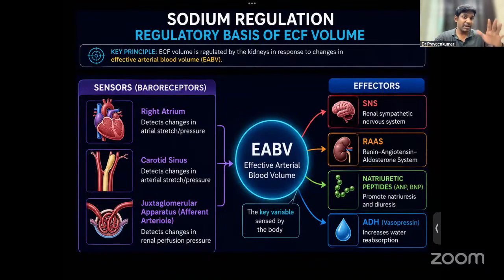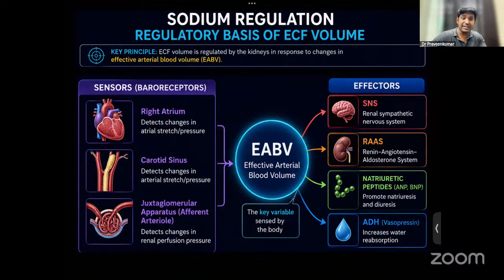Remember, by saying low sodium or high sodium, I don't mean the serum sodium levels. I'm talking about the total body sodium level, the amount of sodium in the entire body. When the total body sodium increases, the BP will increase. When the total body sodium goes down, the BP goes down. Whenever there is a change in BP, it is sensed by baroreceptors like the right atrium, carotid sinus, and also the juxtaglomerular apparatus.